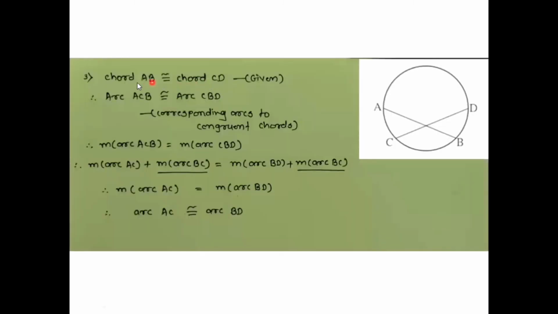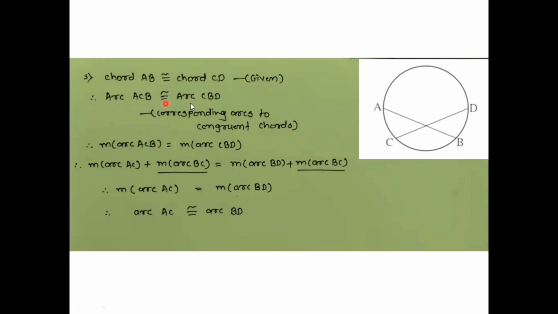So we'll start with the given: chord AB is congruent to chord CD. And as these two chords are congruent, the corresponding arcs must be congruent. The arc corresponding to chord AB is arc ACB and the arc corresponding to chord CD is arc CBD. So these two arcs must be congruent, that is, arc ACB is congruent to arc CBD. And the reason is corresponding arcs to congruent chords.